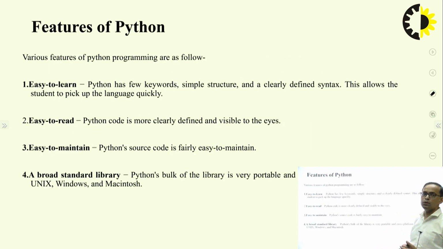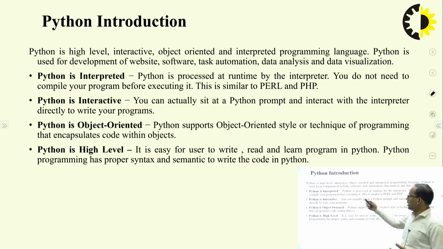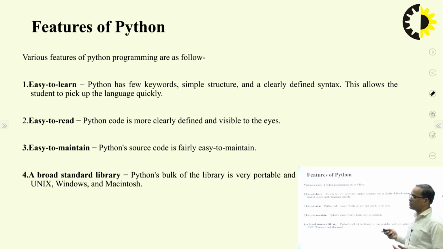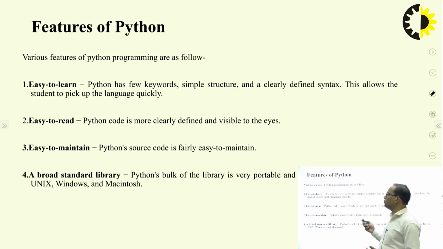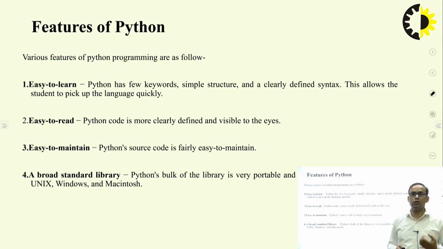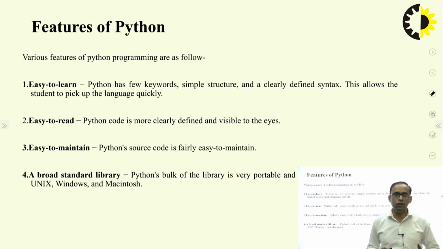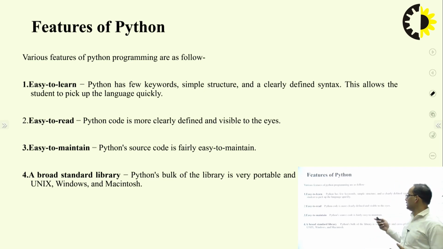Next, various features of Python. These are also features of Python: it is interpreted, interactive, object-oriented, and high-level. Apart from these, there are some extra features. First one is that it is easy to learn. Python has fewer keywords, a simple programming structure, and easy syntax, so it is easy to learn for a beginner as well as an intermediate. Second, it is easy to read.